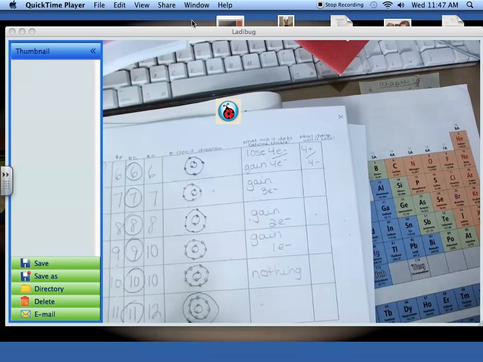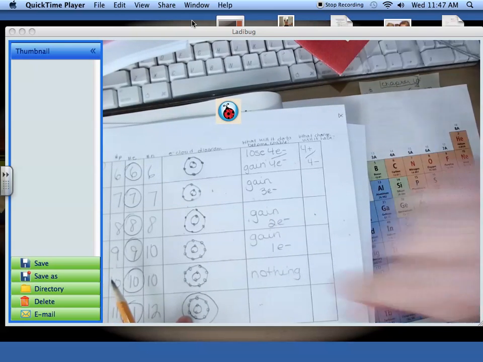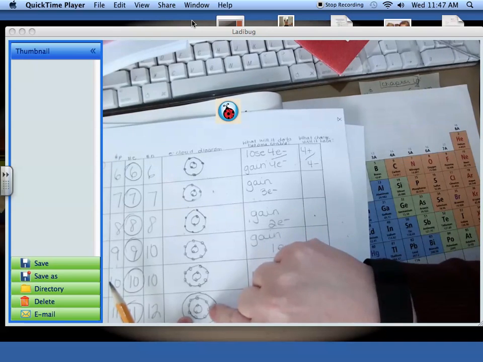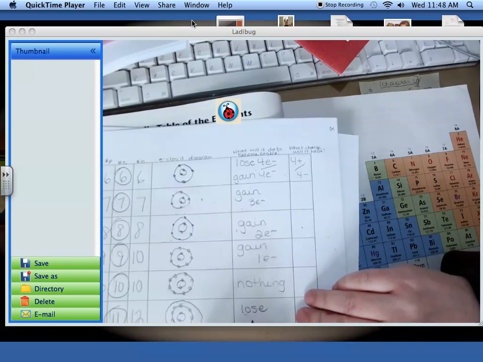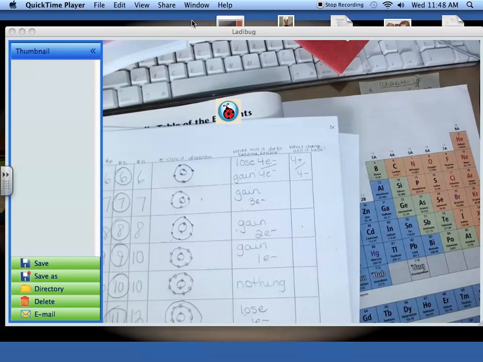Sodium has 1 electron in the last level. It can gain 7 to have 8 there. Or it could get rid of this one. Now this is its last energy level and that's filled. So it'll do the easier one, the smaller one, lose 1 electron.